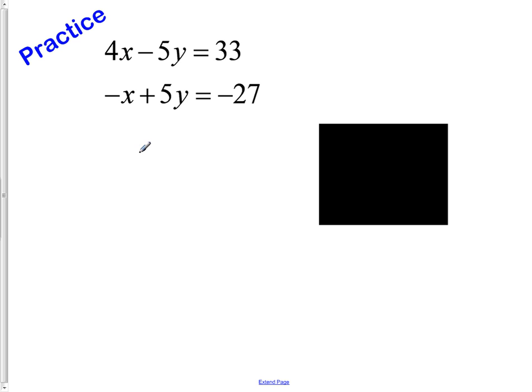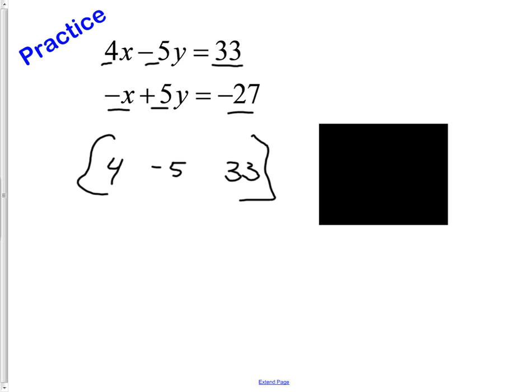All right, first of all, what matrix would you have for this? You would make a matrix that has this, this, and this number, 4, -5, and 33, and that, which is a -1, that and that number. And, oops, I shouldn't have closed my matrix down there.